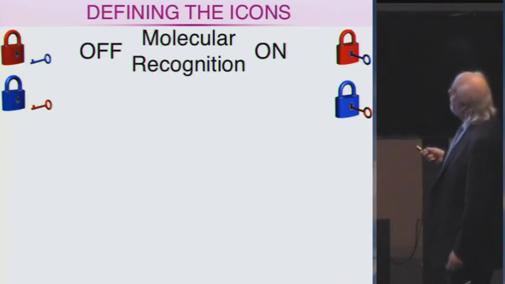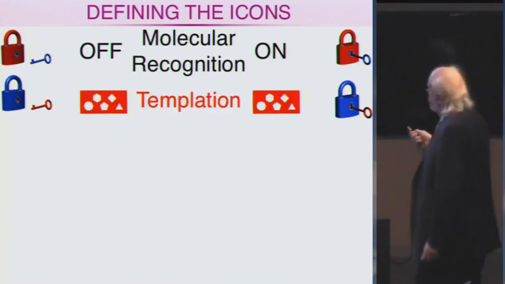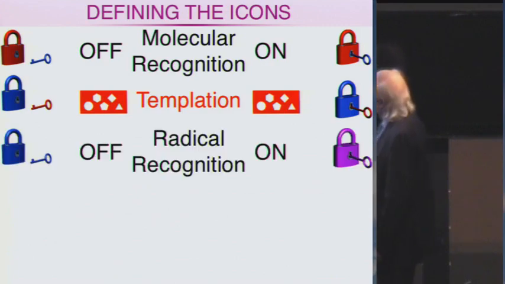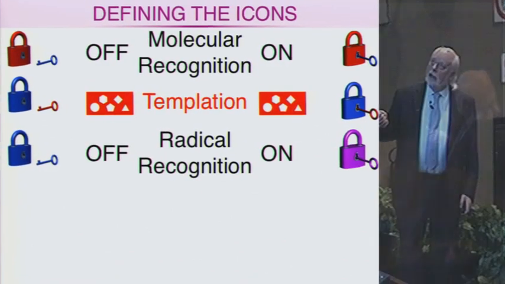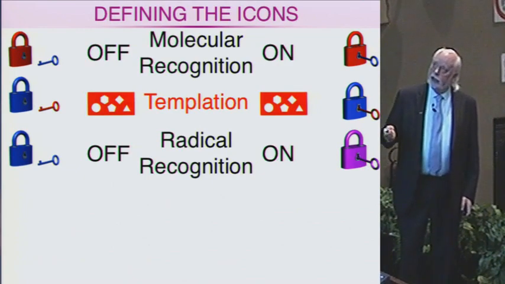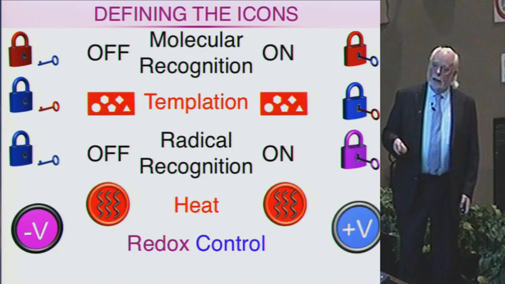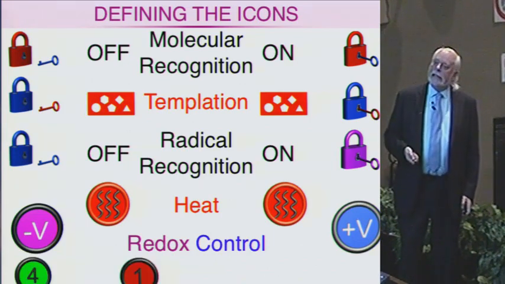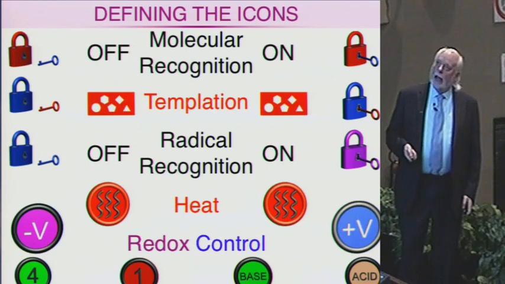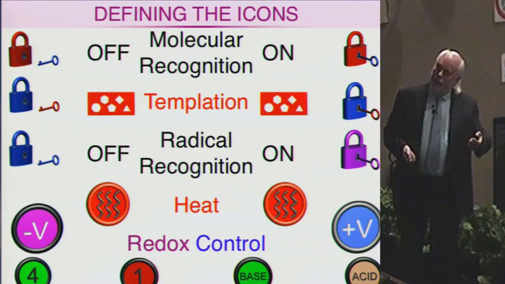Okay, so before I do that, and I'm ready to just have a breather, and I'm doing all right on time? Okay. I just want to define some icons. Molecular recognition of a donor-acceptor type, templation, just using these old templates that we used to use to make six and five membered rings. Radical templation, we again use the lock and key symbolism of Fischer, but note the purple. Heat, redox control, we will see ratios that you saw yesterday, and also the use of base. And hopefully, I can have a rest for 4 minutes.